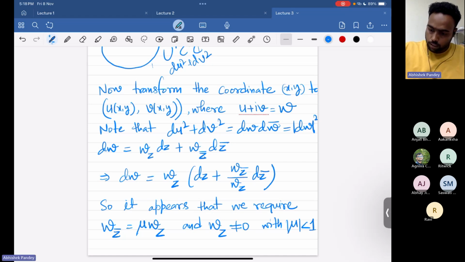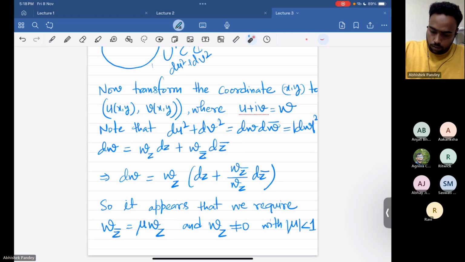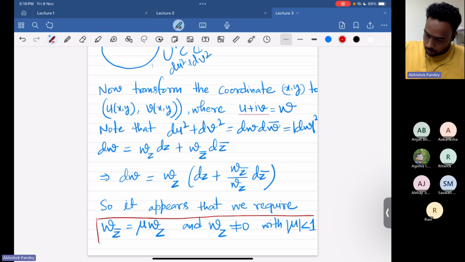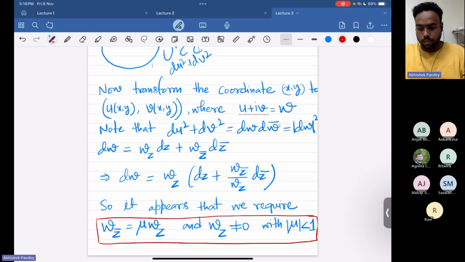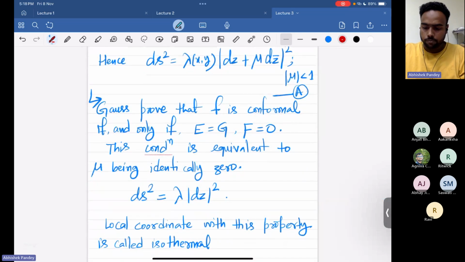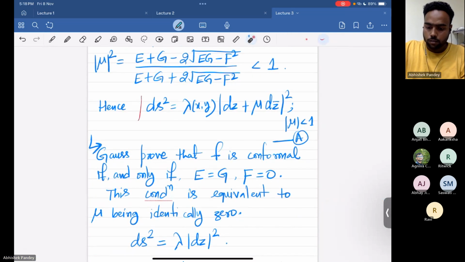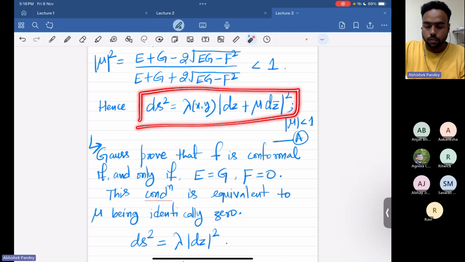Okay, so this is a PDE. And this is known as the Beltrami equation. This is our requirement. So what we have done is that all these calculations give us this form.